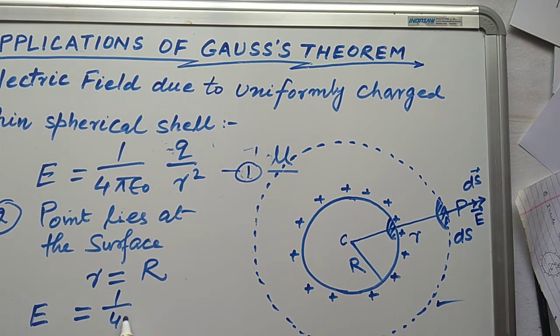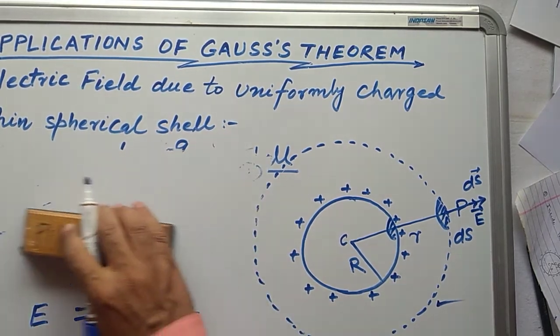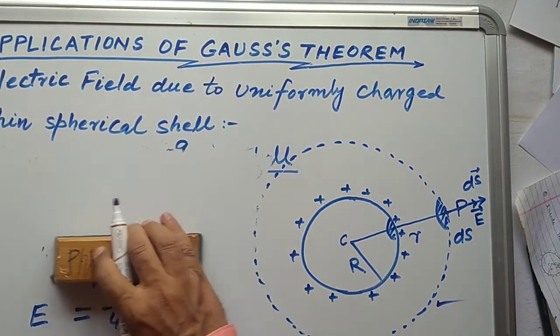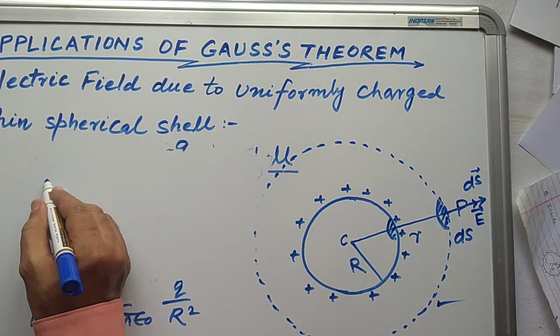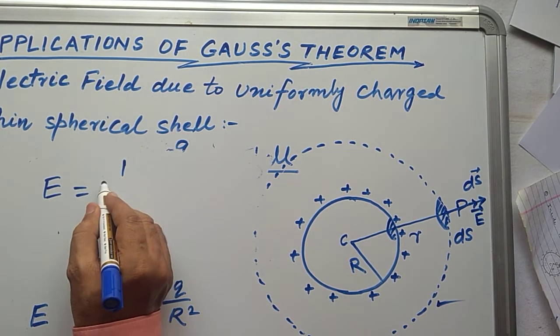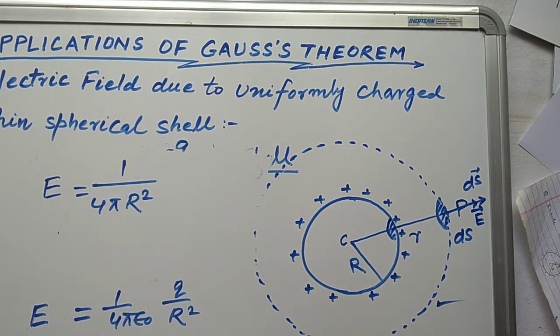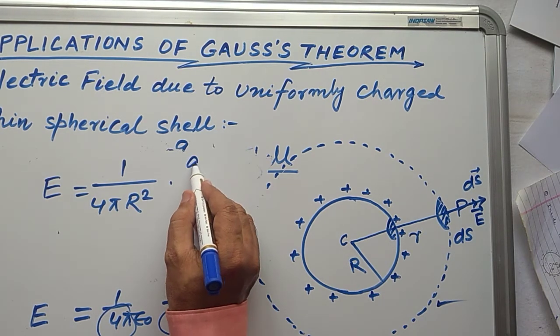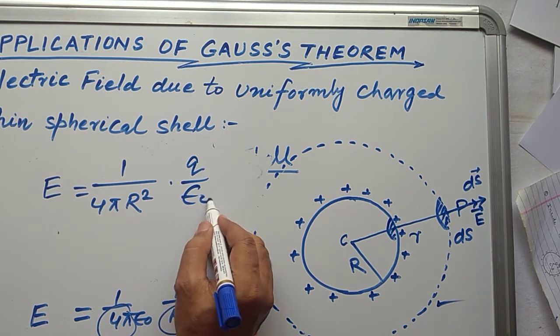1 upon 4 pi epsilon naught q by r square. Okay, we may write 1 upon 4 pi r square, 4 pi r square, q by epsilon naught.